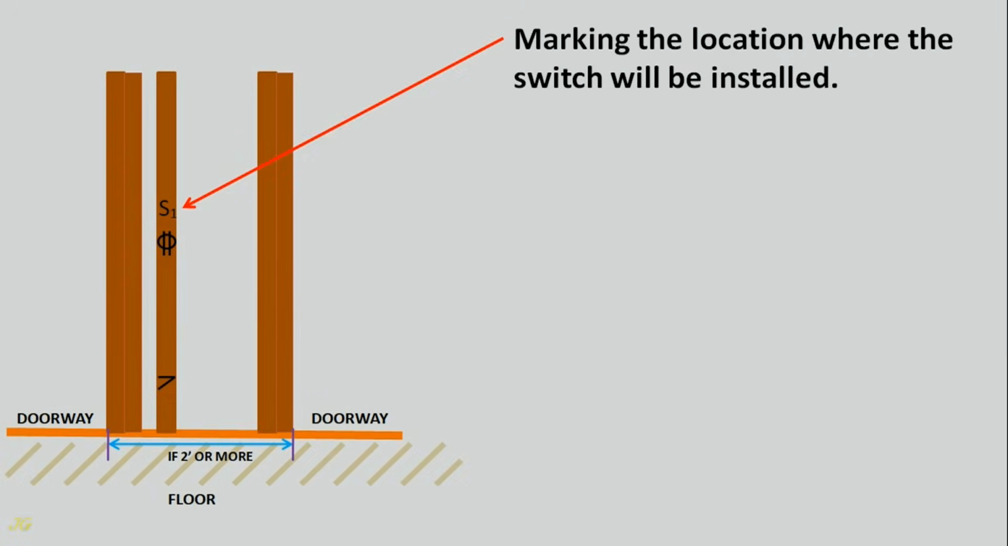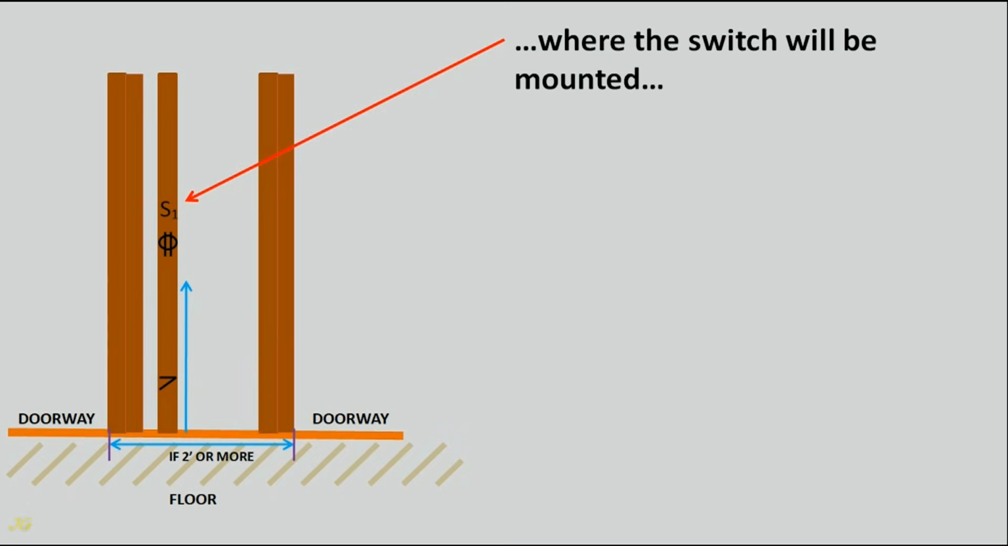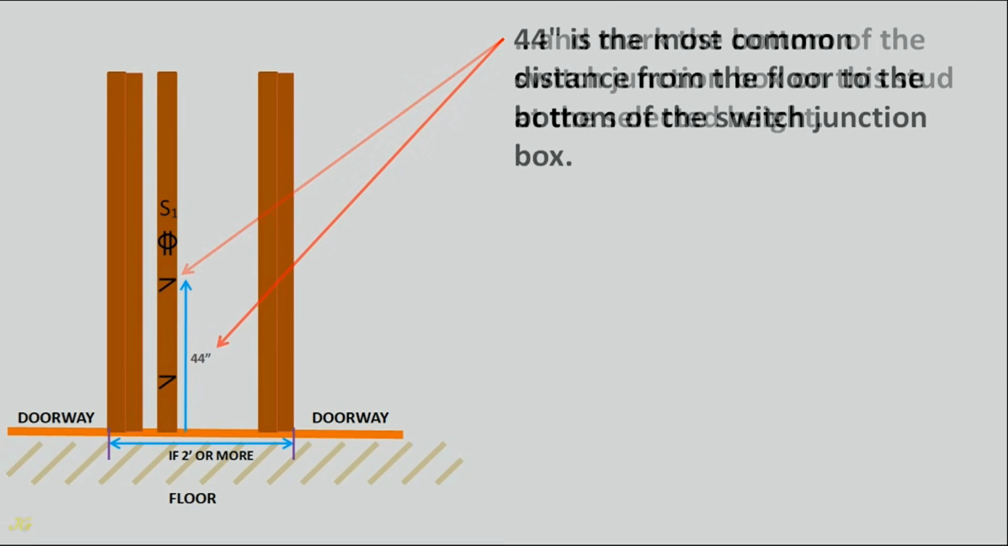Marking the location where the switch will be installed. Measure the distance from the floor along the stud, where the switch will be mounted, and mark the bottom of the switch junction box on this stud at the selected height. 44 inches is the most common distance from the floor to the bottom of the switch junction box.